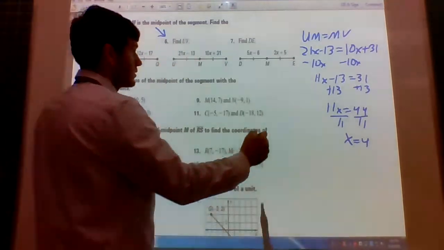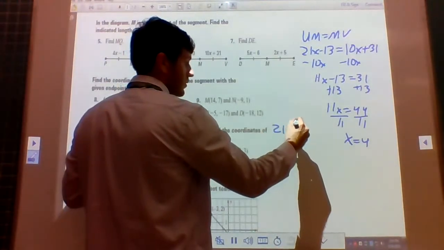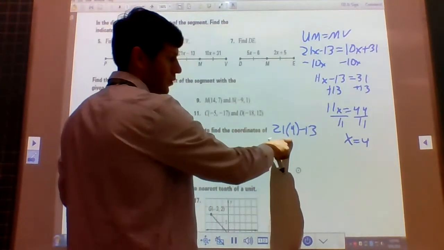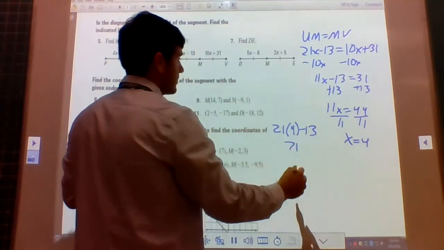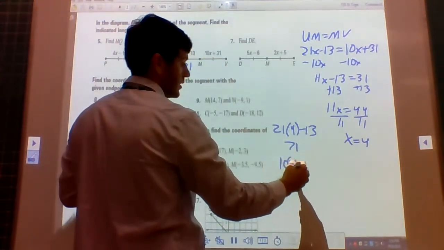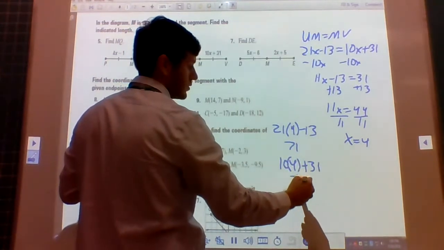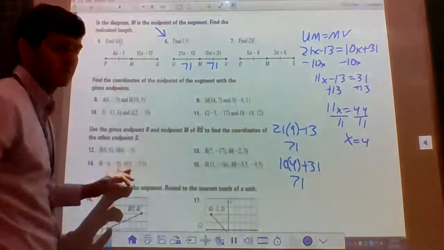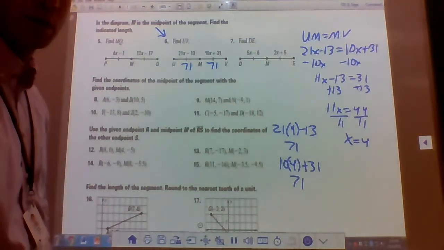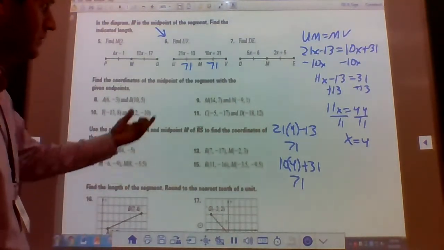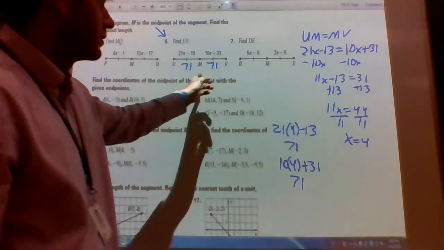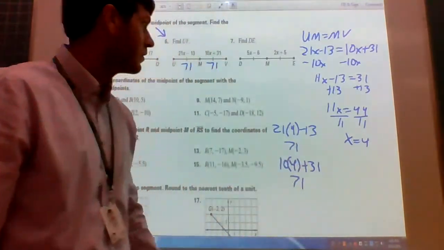We got to plug it in, substitute it in. So UM, that's 21 times 4 minus 13. That's going to be 84 minus 13, which is 71. Here we have 10 times 4 plus 31, which also better be 71 because they're equal in length, right? They have a midpoint, so those two segments are congruent. Segment UM is congruent to segment MV. Therefore, UM is equal to MV, and 71 equals 71.